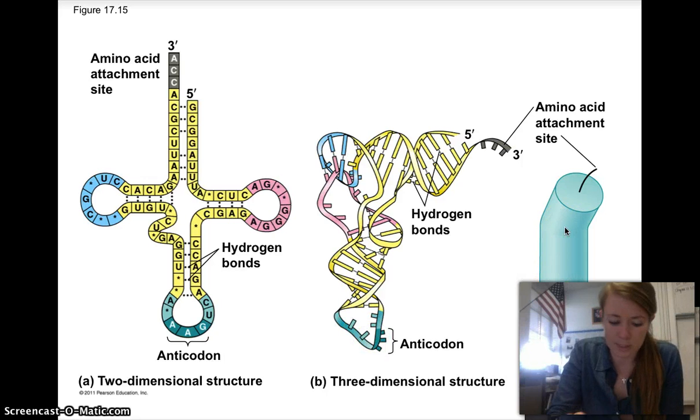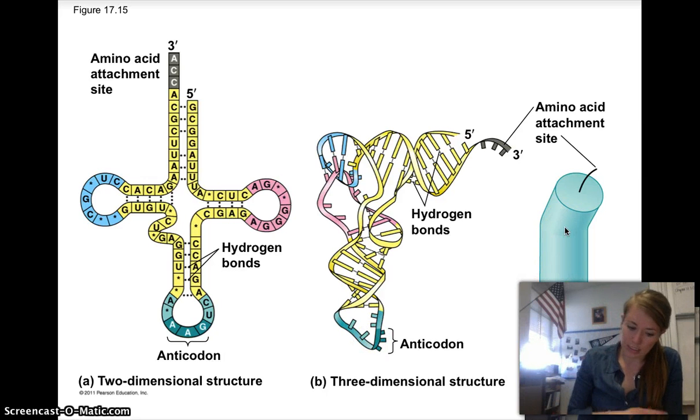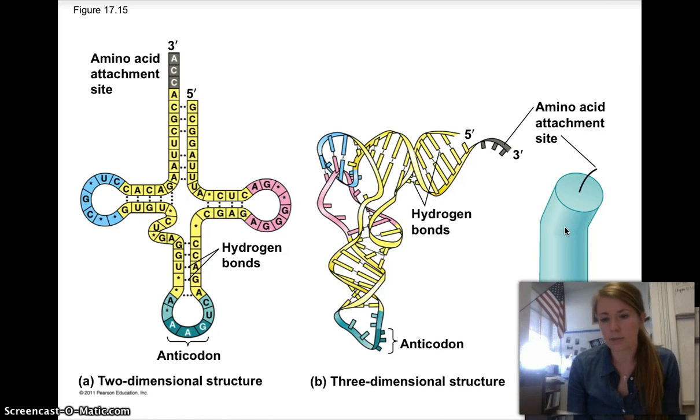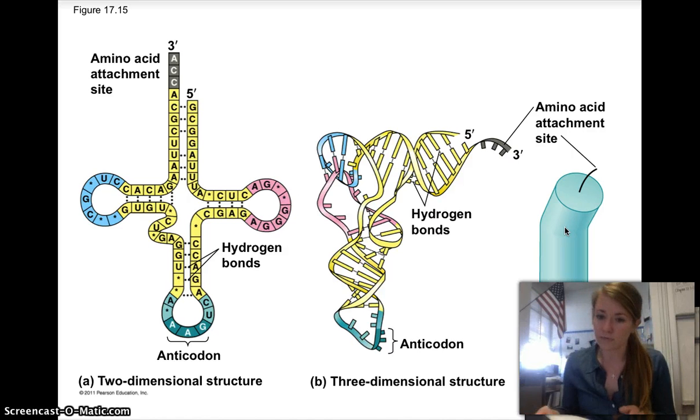And I am covering up this picture, but this is on page 338 in your textbook if you want to look at it. This is what the textbook uses to demonstrate what a tRNA molecule looks like, just for the sake of making things easier when we're modeling translation.